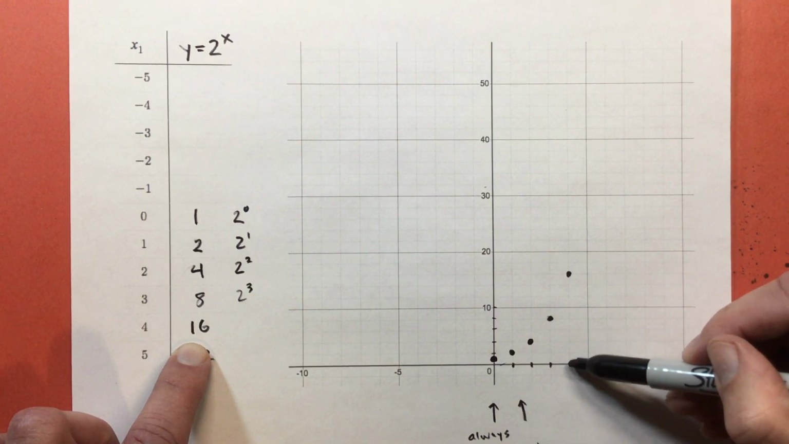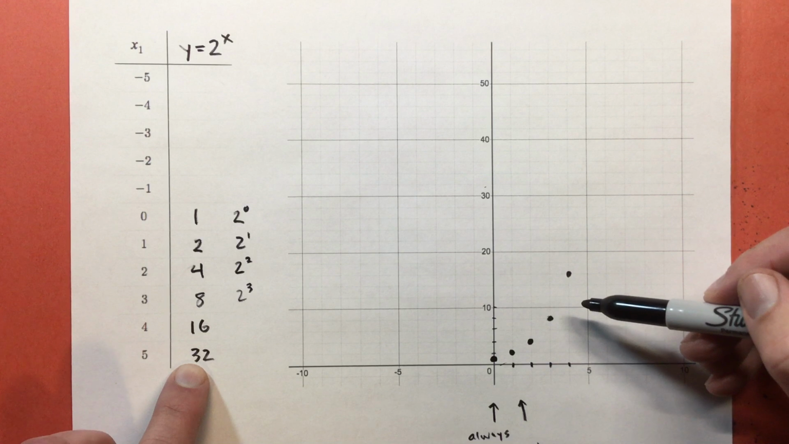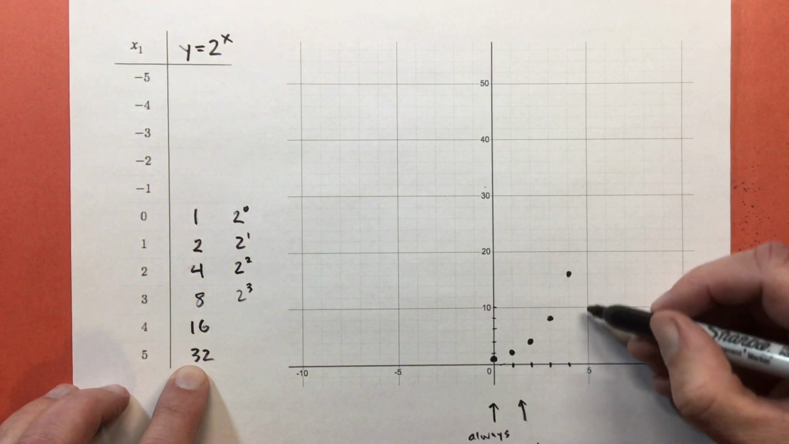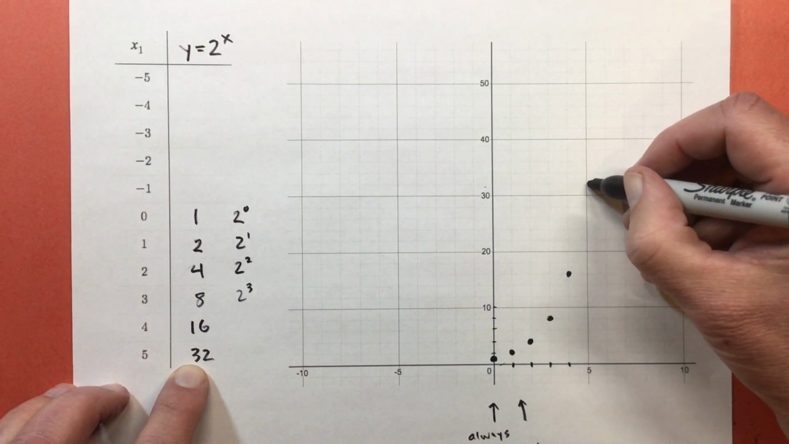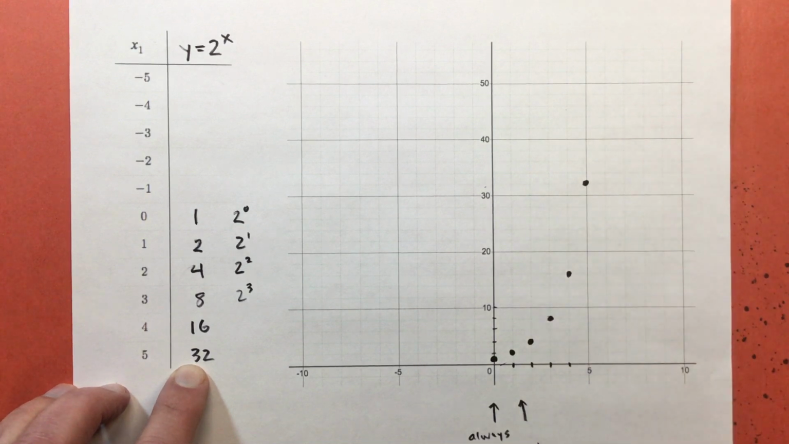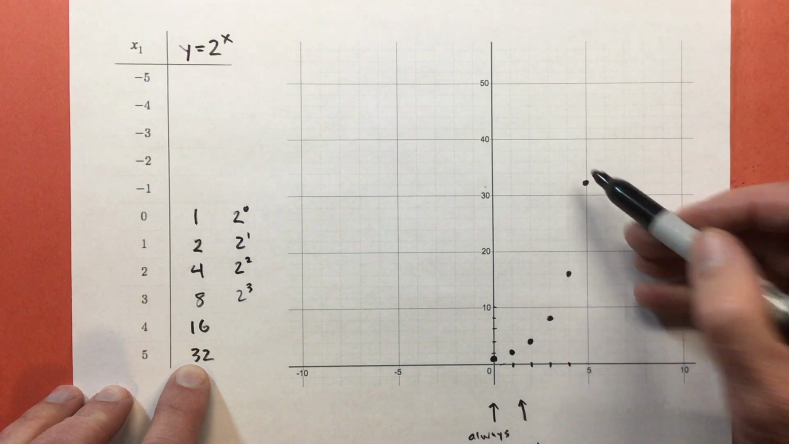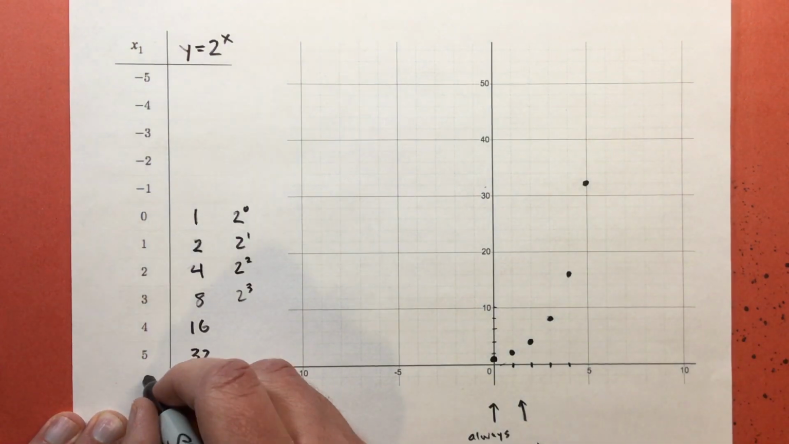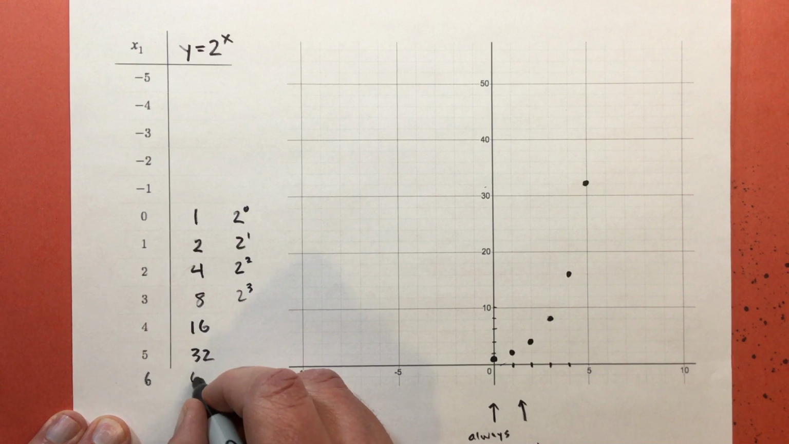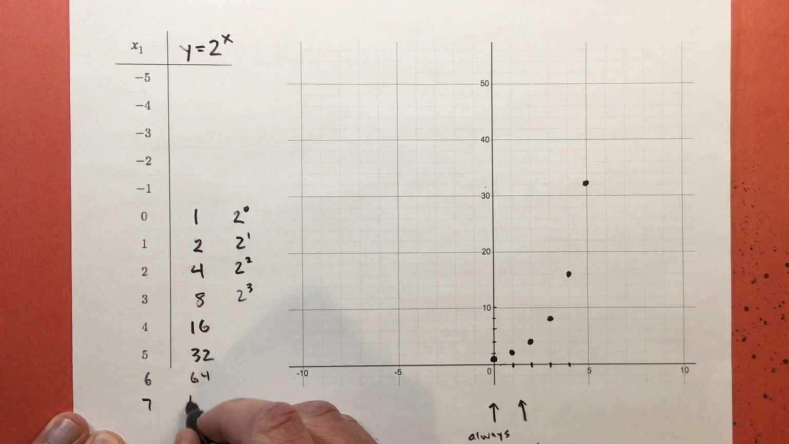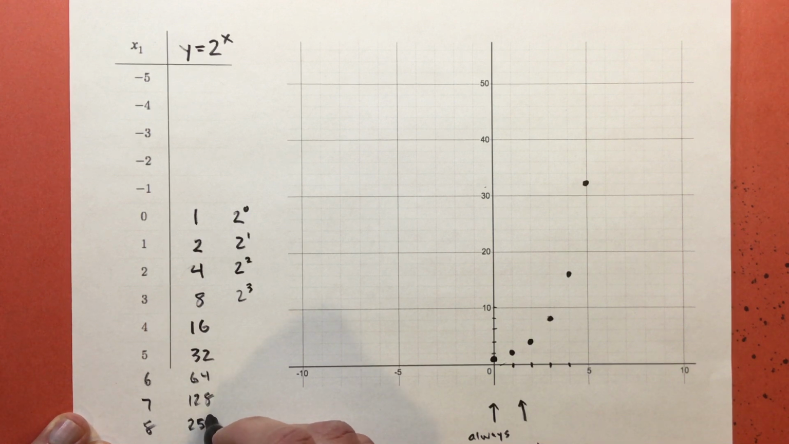Now, the next time, I'm up to 16. At 5, I should get 32. So I'm going to go 10, 20, 30, and 32 is right here. So look what's happening. It's starting to curve upwards. I didn't put it on here, but let's see. 6 would be 64. 7 would be 128. 8 would be 256. 9 would be 512. And 10 is going to be 1024.